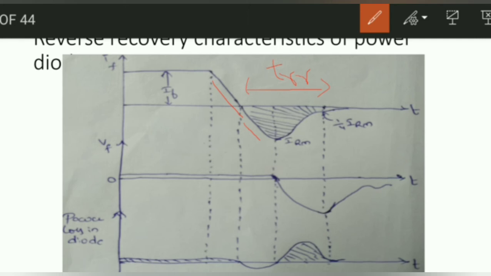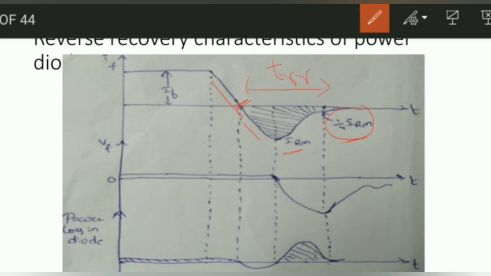The reverse recovery time can be defined as the time between the instant the forward diode current becomes zero and the instant the reverse recovery current decays to 25% of the reverse peak value. This is the IRM, the reverse peak value. Up to 25% means 1 by 4 of the IRM.